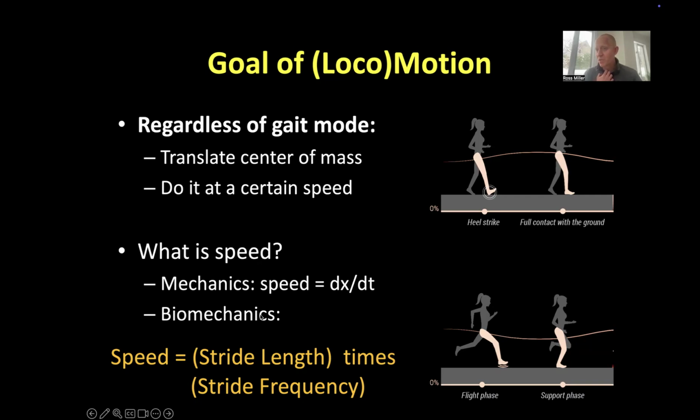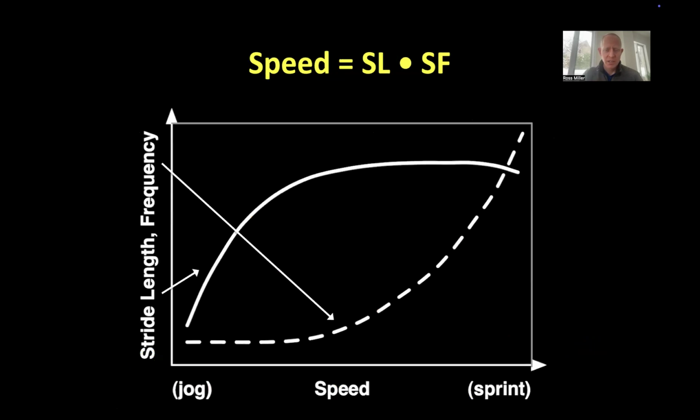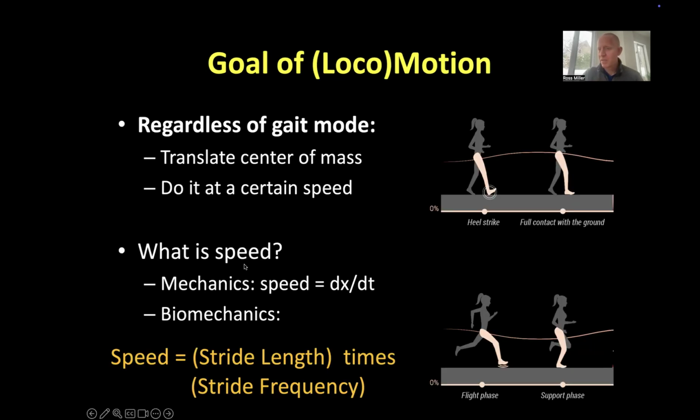But in biomechanics, as we saw in your first lab exercise, lab two, speed is, yes, rate of change in position versus time, but it's also a function of my stride mechanics, my stride length times my stride frequency. Right? Now, at any particular speed that I want to travel at, I will naturally use some particular combination of stride length and stride frequency, right? But I don't have to do that, right?